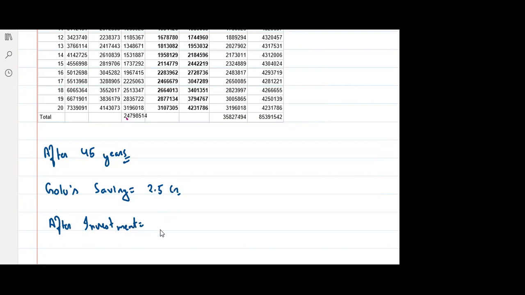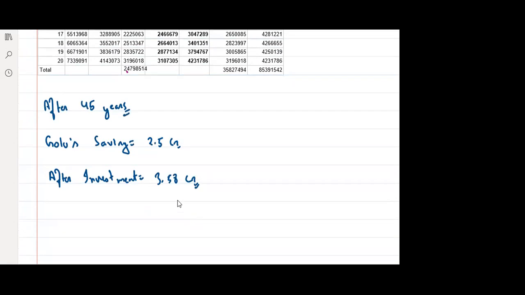It is 3.58 crore, right? Now, don't you think this is not very different? This is not very much different than what he would have saved, right? This is for Bholu, Hannah. Now, let us talk about Golu.